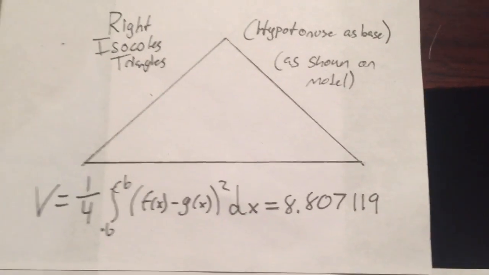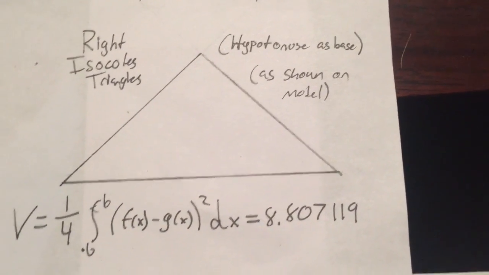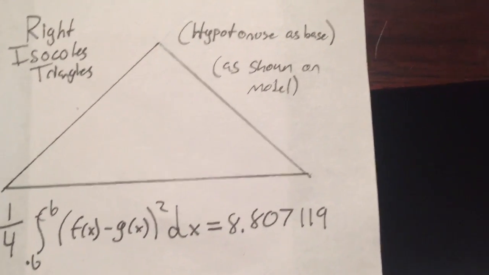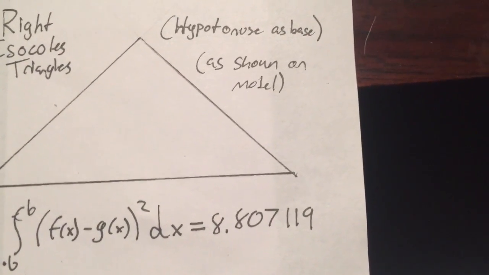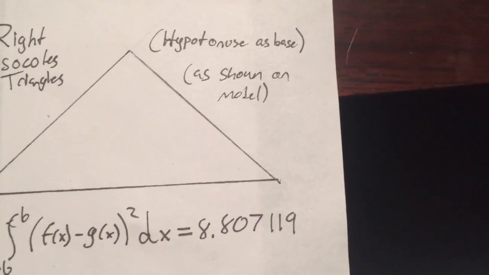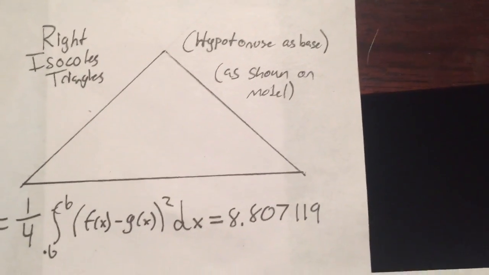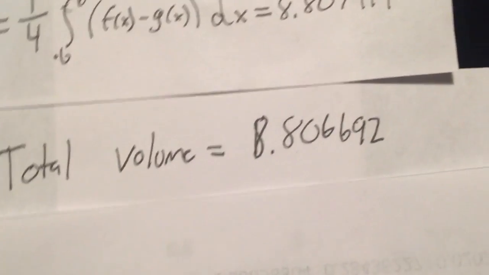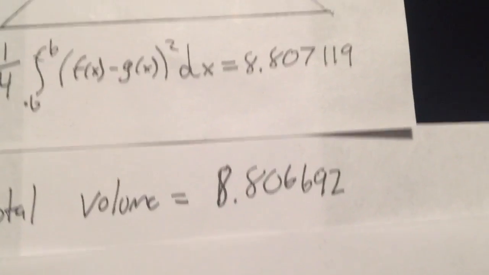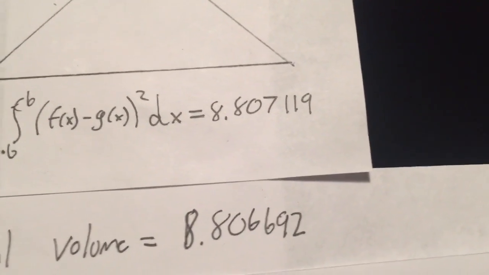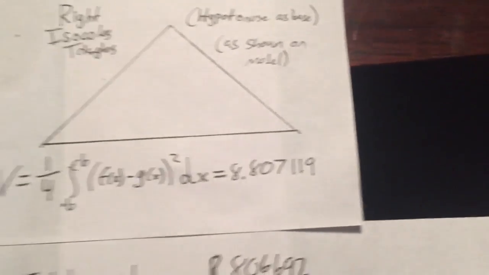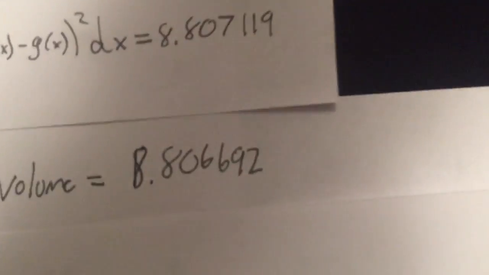Okay. So the integral for right isosceles triangles is the integral of f of x minus g of x squared times 1/4. And using my functions, I got 8.807119. And when I did my Excel sheets with these laminations, I got 8.806692. As you can see, there's a little bit of difference there, but that's pretty much what you're supposed to get.